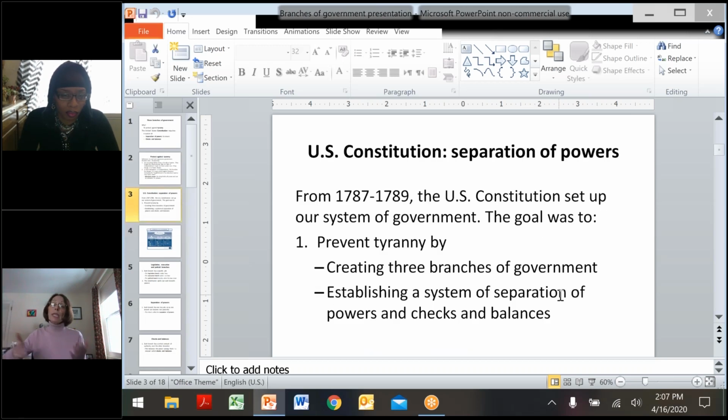Okay, so the system that they set up in the U.S. Constitution was a separation of powers. And when they were writing the Constitution, it took from 1787 to 1789. The U.S. Constitution set up our system of government. And the goal was to prevent tyranny, like I said, or dictatorship, by creating three branches of government. And in this way, they set up a separation of powers and checks and balances.